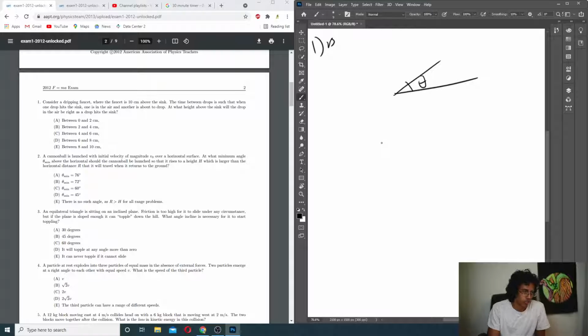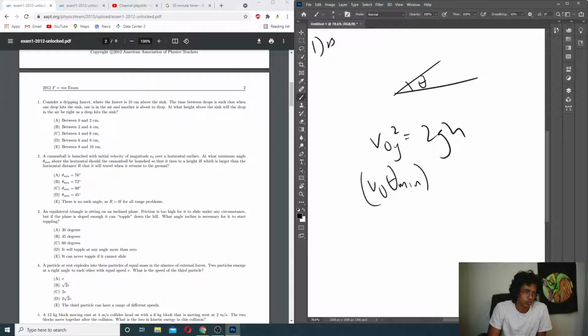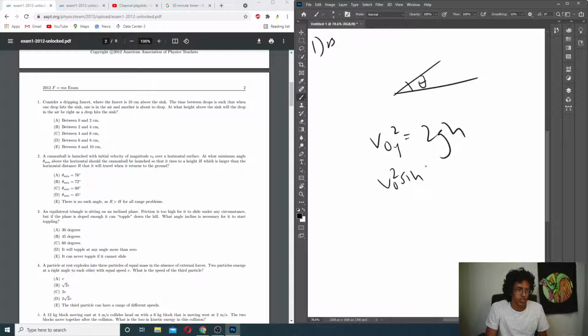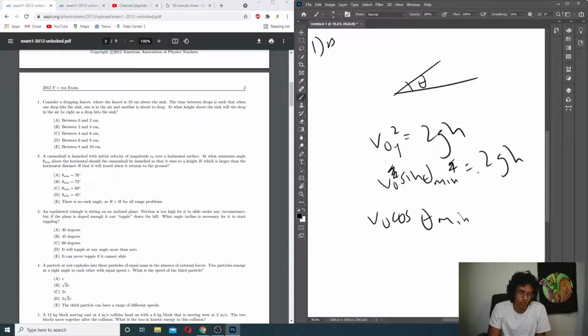Okay, so let's just do it out, right? So the height you go is v0y squared is equal to 2gh. This is just a conservation of vertical velocity kind of thing. So is that right? Yeah, that's right. So essentially we have v0 squared sine squared theta min is equal to 2gh. Okay. And then we basically have that our horizontal distance is equal to the time times v0 cosine theta min, right? So I guess this is just like root 2gh, right?